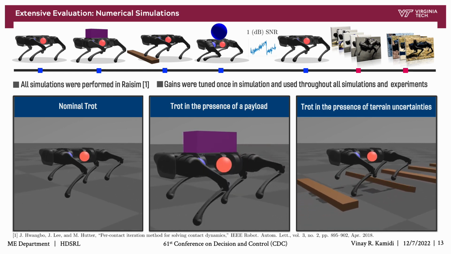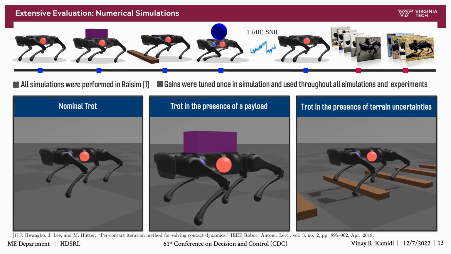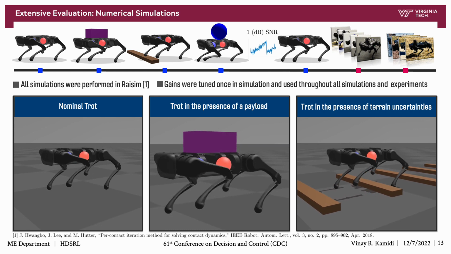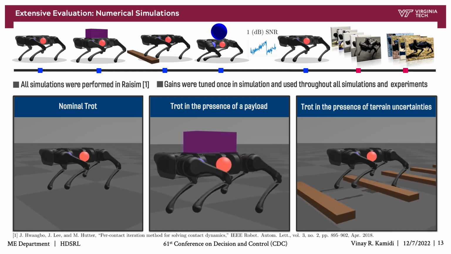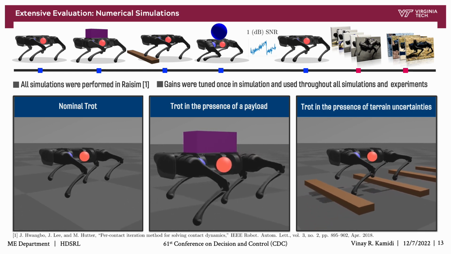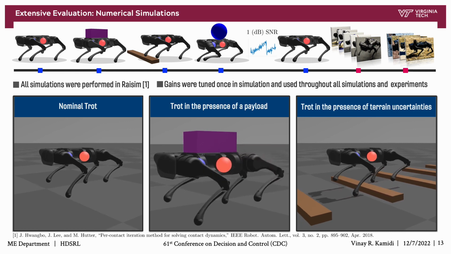In particular, we would like to highlight that the performance of the distributed controller is preserved even in the presence of mass uncertainty, simulated by a 4 kg object fixed on top of the robot. Similarly, no change in performance was observed on introducing terrain uncertainty by lacing the simulation environment with blocks.